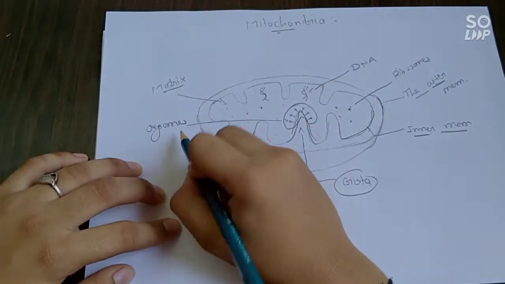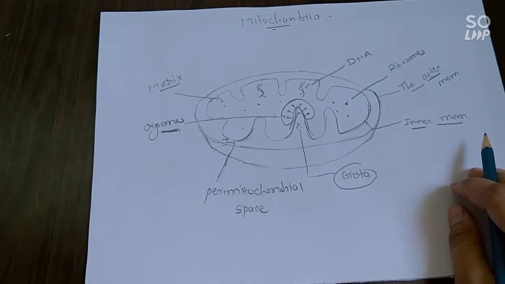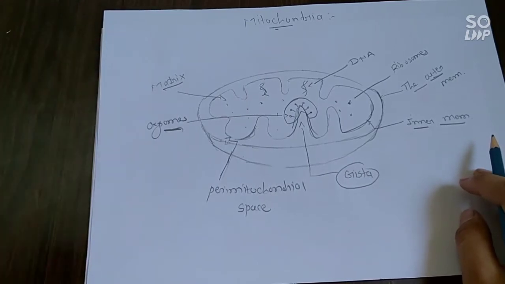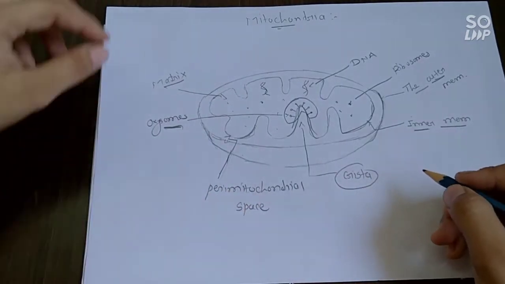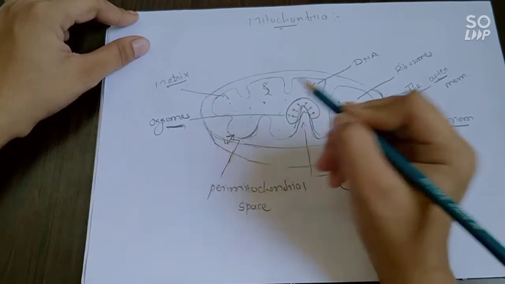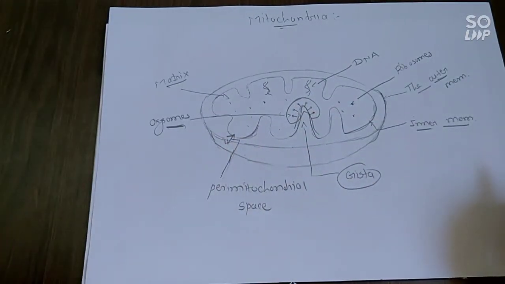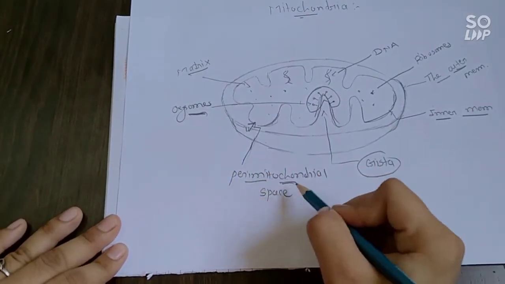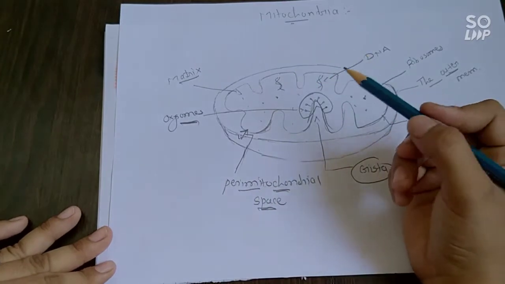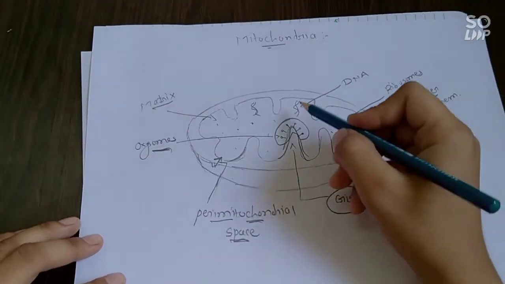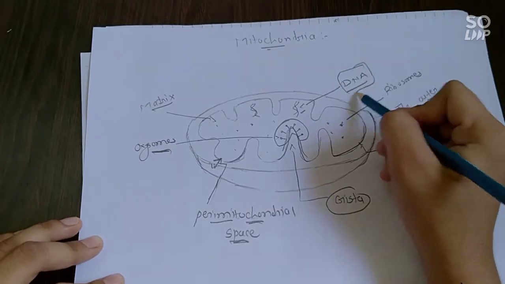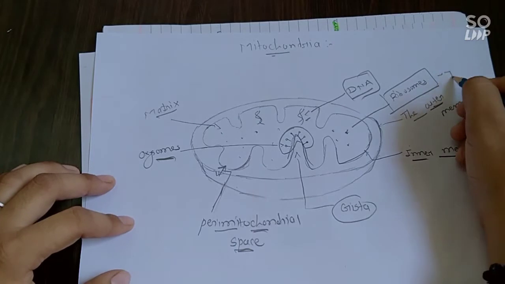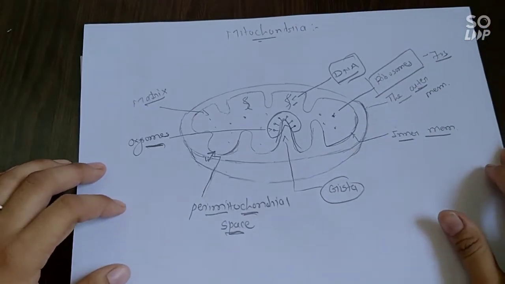And oxysomes, gnome-like structures, right? Oxysomes are placed on the Crista. And the space between the outer membrane and inner membrane is called the perimitochondrial space, right? The mitochondrion has a matrix, also has its own DNA, also has 70S ribosomes, right?